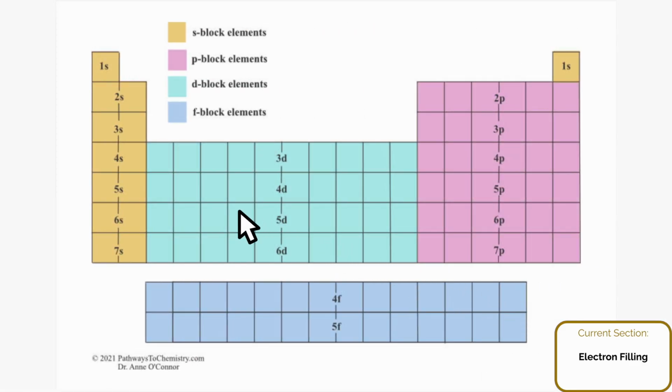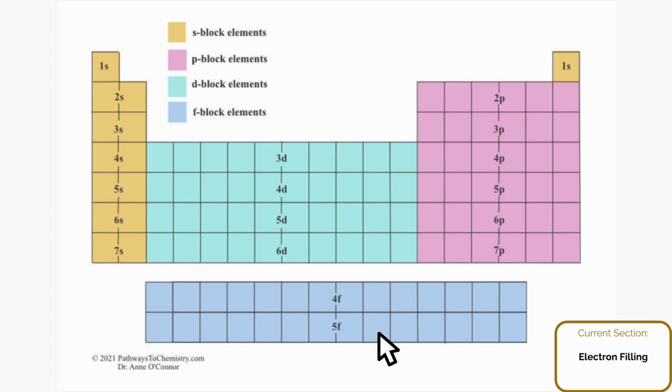The S block is for groups 1 through 2 plus helium. The P block is for groups 13 to 18. The D block is for all transition metals from groups 3 to 12. And the F block is for this block down here, representing the lanthanides and actinides.